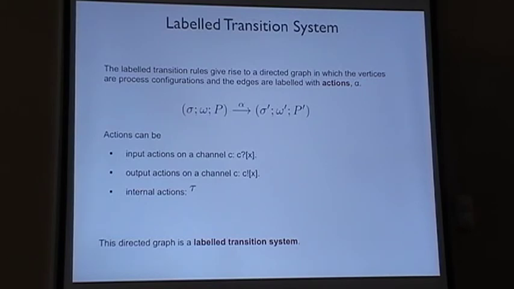And moving on to the label transition rules, this gives us a directed graph, which is a label transition system. Here the vertices are nothing but the process configurations and the edges are labeled with actions. We have two types of actions, observable and non-observable. Observable actions can be input actions, represented as an input through the channel c, c?x, and an output action, c!x. The internal actions, which are non-observable and happen within the system, are represented as tau.